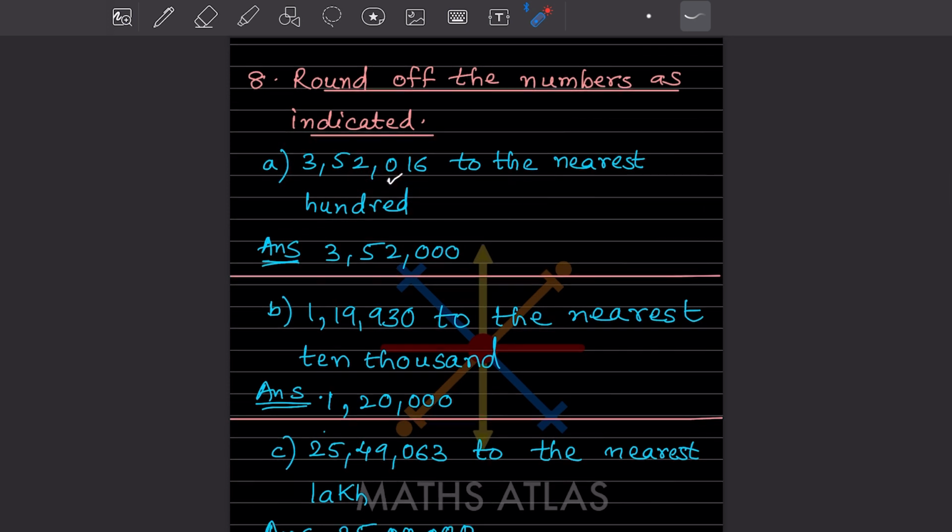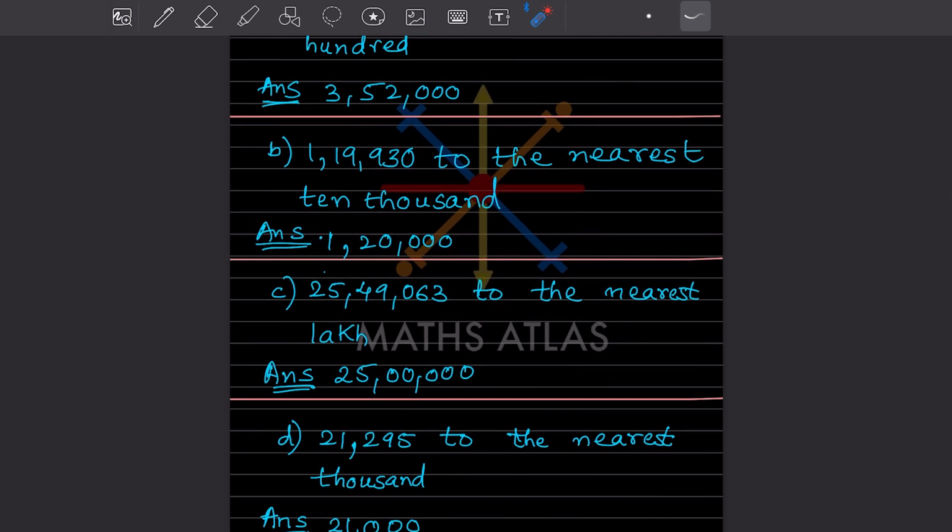Okay, now we will see for the nearest 10,000. Nearest 10,000 means where is that? Ones, tens, 100, thousands, and this is 10,000. So where are you going to concentrate? On the 1, because we are going to round it to the nearest 10,000. So I put a tick mark over here. The very next number is 9. After the 10,000s place is 9. So 9 is definitely more than 5, isn't it?